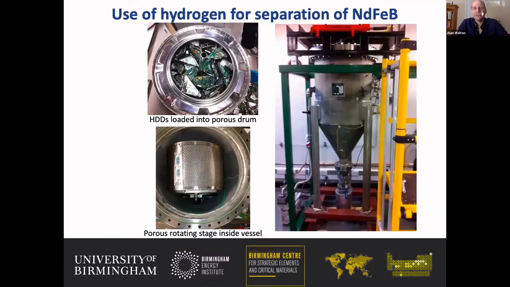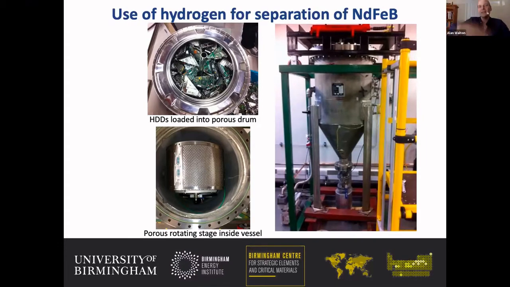So we've been gradually scaling those processes up. What you see in this image here is a 300-litre hydrogen reactor. Inside there's a porous drum. You may recognize this. It is literally a washing machine drum. Inside there, we can get 500 corners from the hard disk drives, which contain the magnet. So that's from a recycling plant in Sweden.